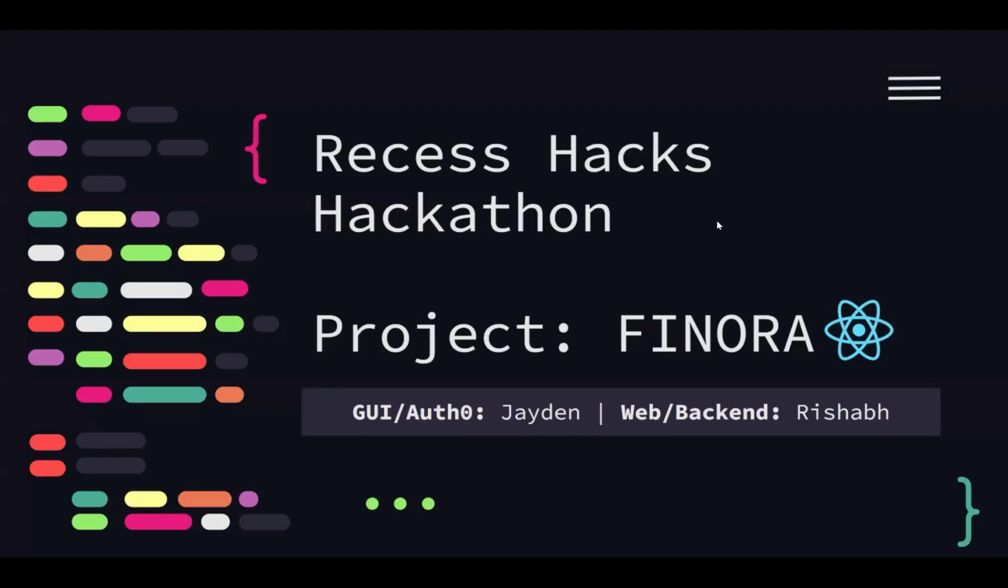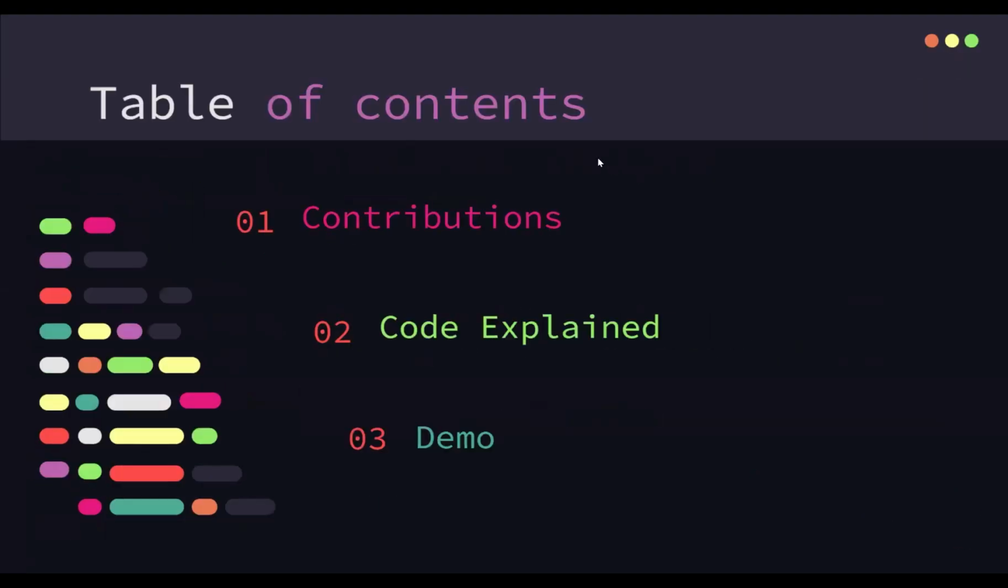Recess Hackathon. Project name is Finora, and it is about empowering teens for independence of their financial choices. GUI and Auth0 is done by Jaden, and web and background is done by Rishab. Table of contents: number one, contributions; number two, code explained; and number three, demo.